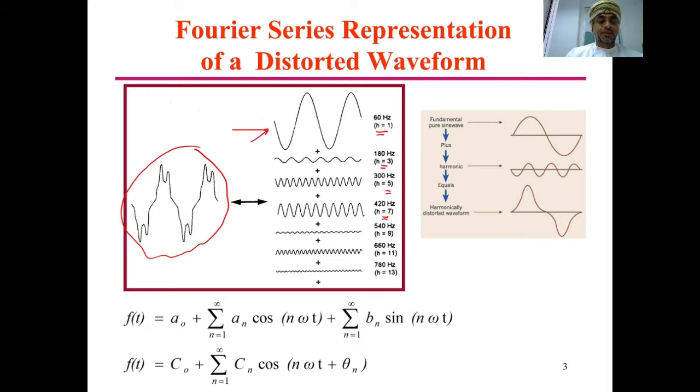So f of t will be equal to a DC component plus cosine component times an plus sine component times bn. This equation also can be rewritten as shown over here: C naught plus Cn cosine of n omega t plus theta n.